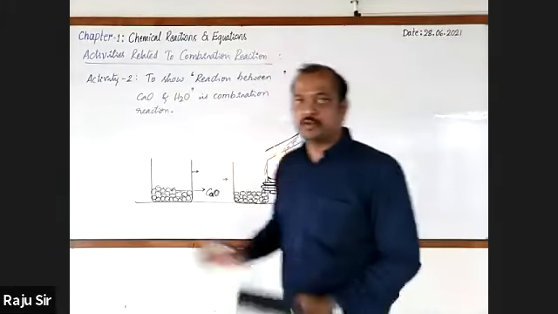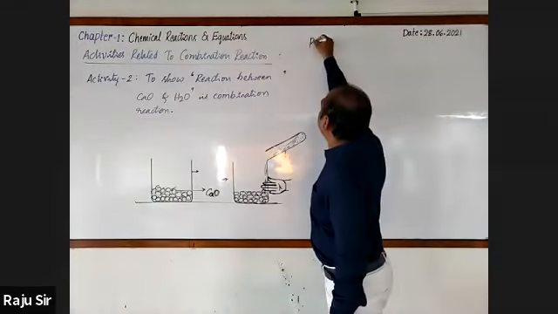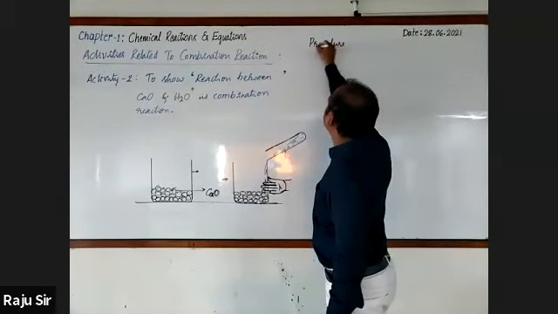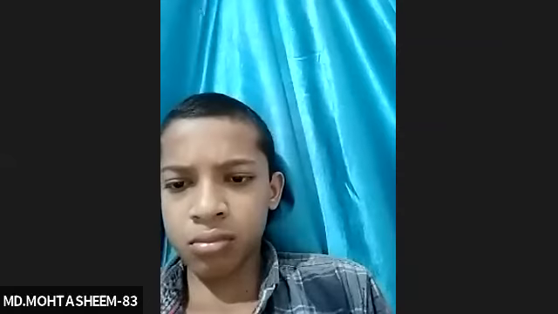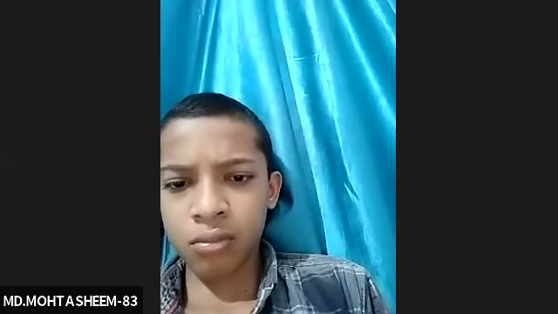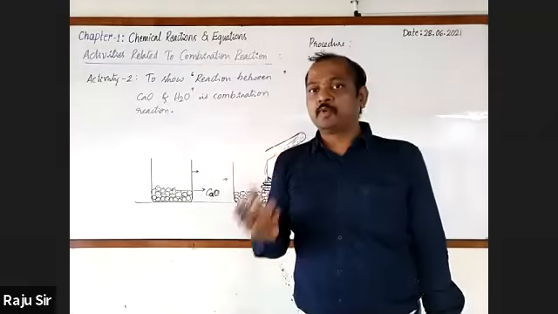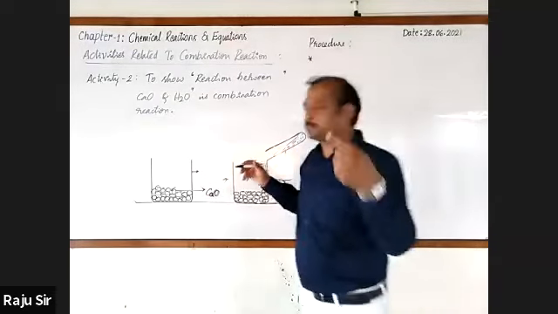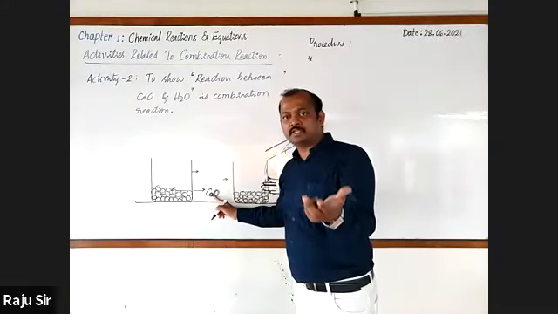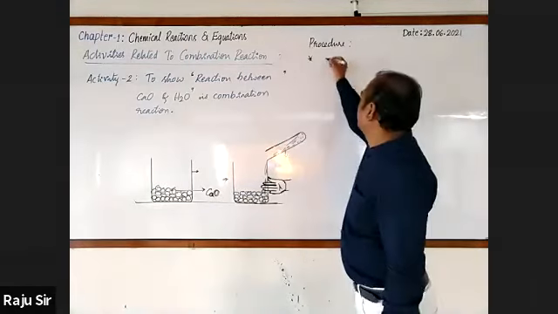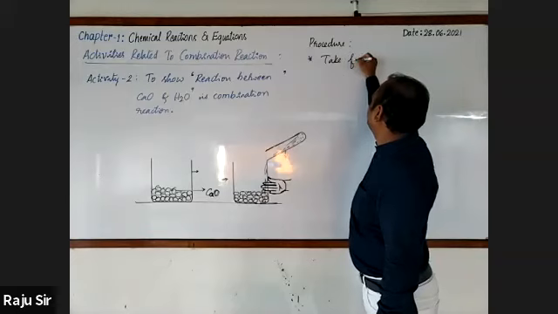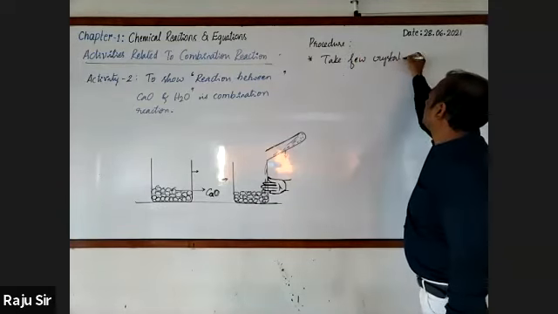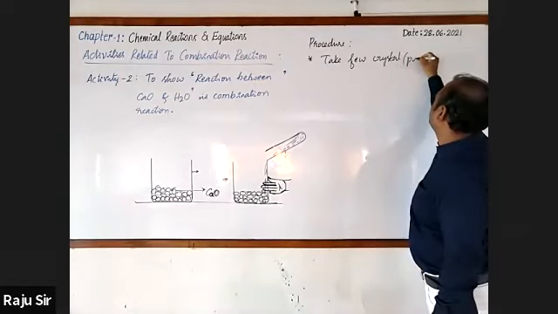Hope that you have drawn this. Procedure, as quick as possible, only a few points. First point, what is the first point? It should be written on your own. You all cannot copy later, that's why I'm making you write. Yes. The first point is take some crystals of calcium oxide in a beaker. Right. Take a few crystals or a few pieces of calcium oxide.